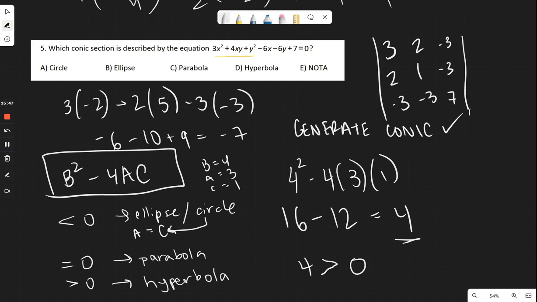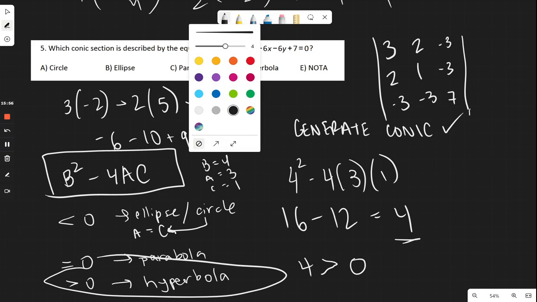Well, 4 is greater than 0, which means, ta-da, it's a hyperbola. It is a non-degenerate hyperbola. Yay, isn't that exciting? The answer to this question is D.